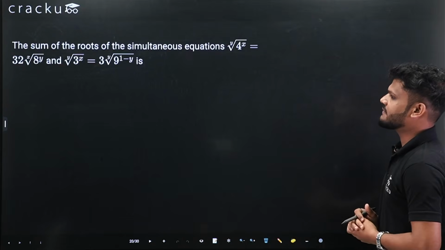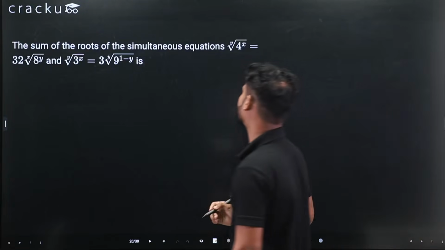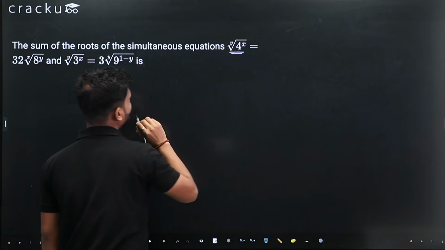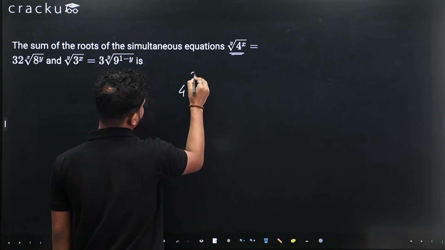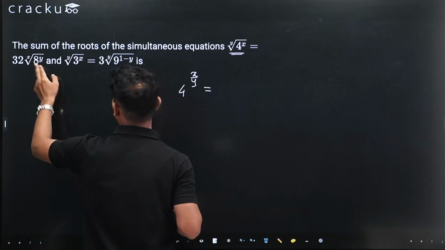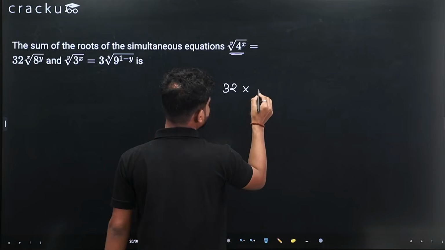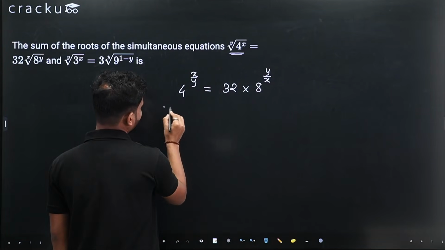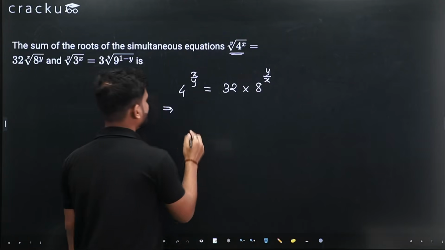In this question we are given the sum of the roots of simultaneous equations. So let us solve this equation first. Now this is 4 raised to x and under root y. So I can write this as 4 raised to x by y is equal to 32 into 8 raised to y upon x. Correct? Now all of them are powers of 2, so let us convert them into powers of 2.